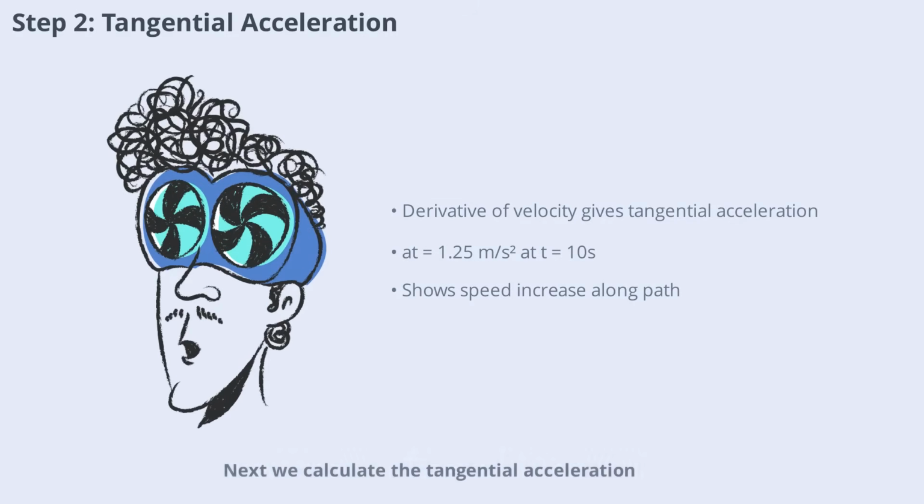Next, we calculate the tangential acceleration. This is found by taking the derivative of the velocity equation with respect to time. In this case, the tangential acceleration at t equals 10 seconds is 1.25 meters per second squared. This value tells us how quickly the boat's speed is increasing along its circular path. Tangential acceleration is always directed along the tangent to the path, just like in our earlier human movement example.